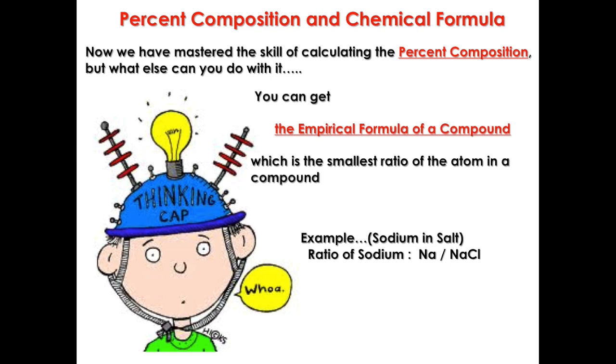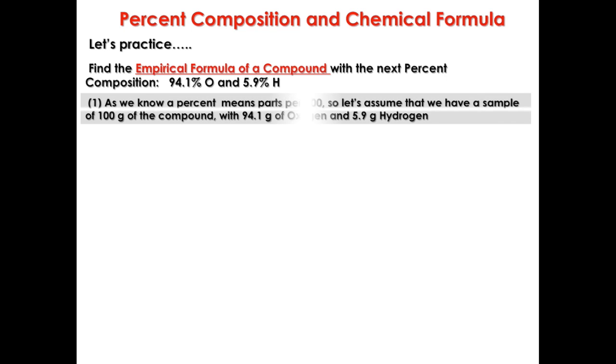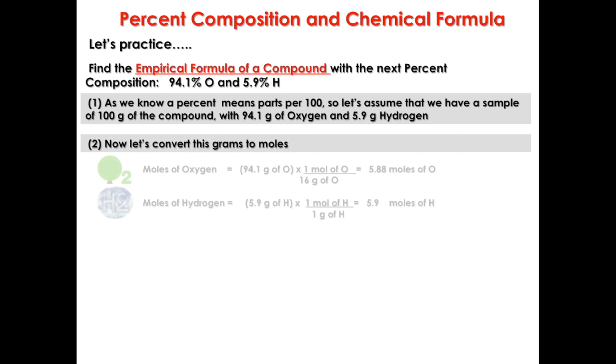The ratio of sodium will be the amount of sodium over the amount of sodium chloride. Let's practice this. Let's find the empirical formula of a compound with the next percent composition: 94.1% of oxygen and 5.9% hydrogen. First step. As we know, percent means parts per 100, so let's assume that we have a sample of 100 grams. So 94.1 grams of oxygen, and 5.9 grams of hydrogen.